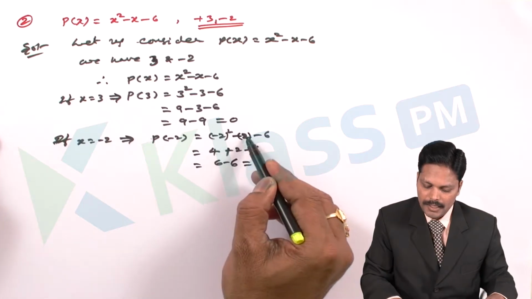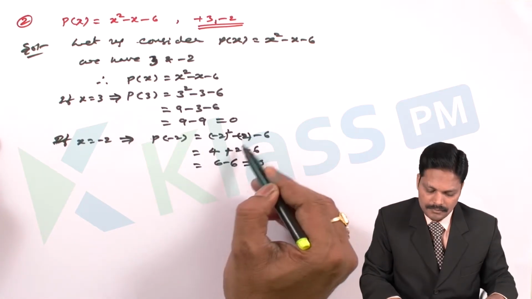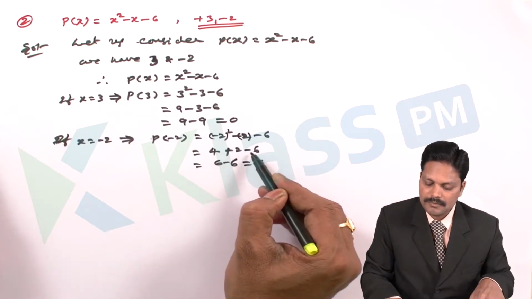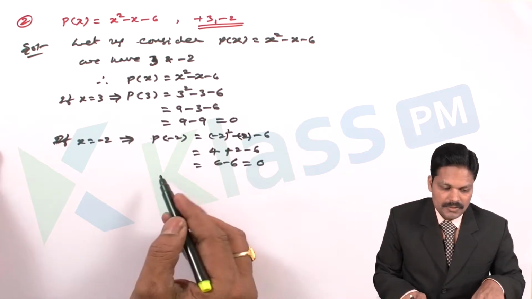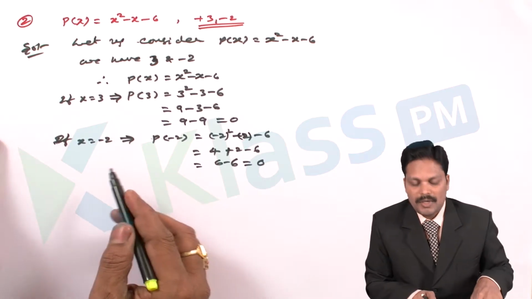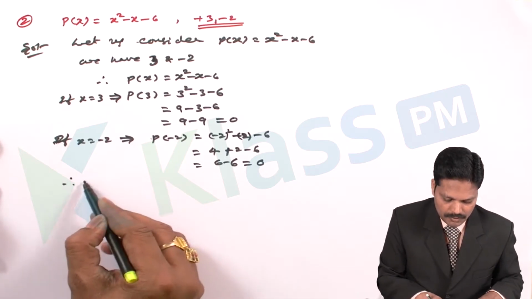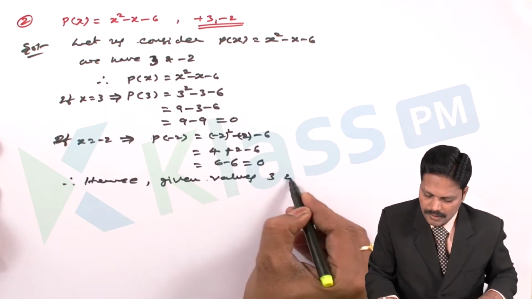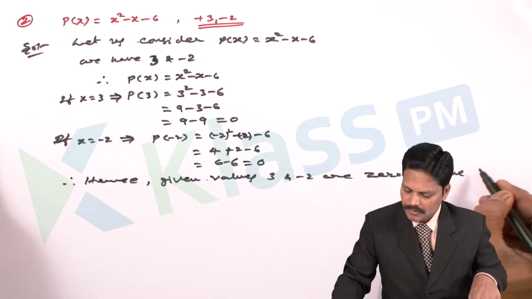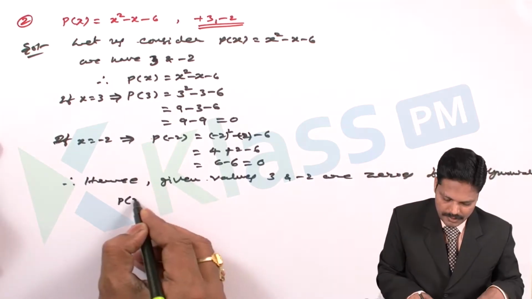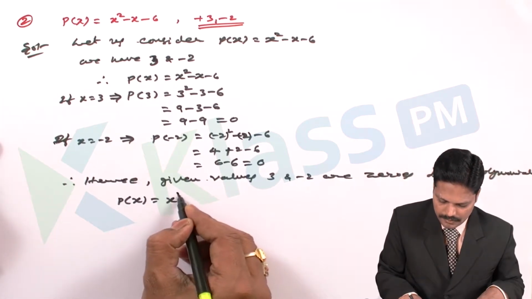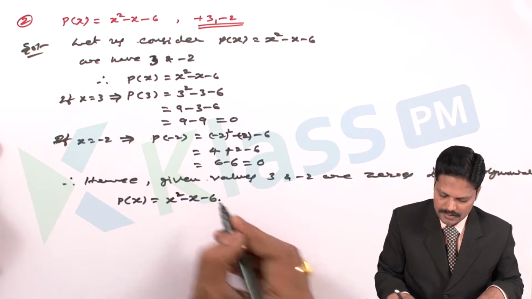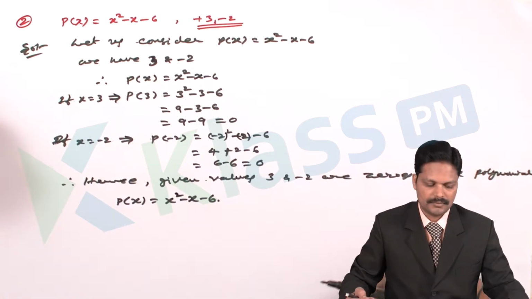Minus 2 square is 4, and minus of minus 2 is plus 2, so 4 plus 2 minus 6 is 0. So the given values are zeros of the polynomial, as we can show. Hence the given values 3 and minus 2 are zeros of the polynomial p of x equals x square minus x minus 6. So in this manner we can prove the values.